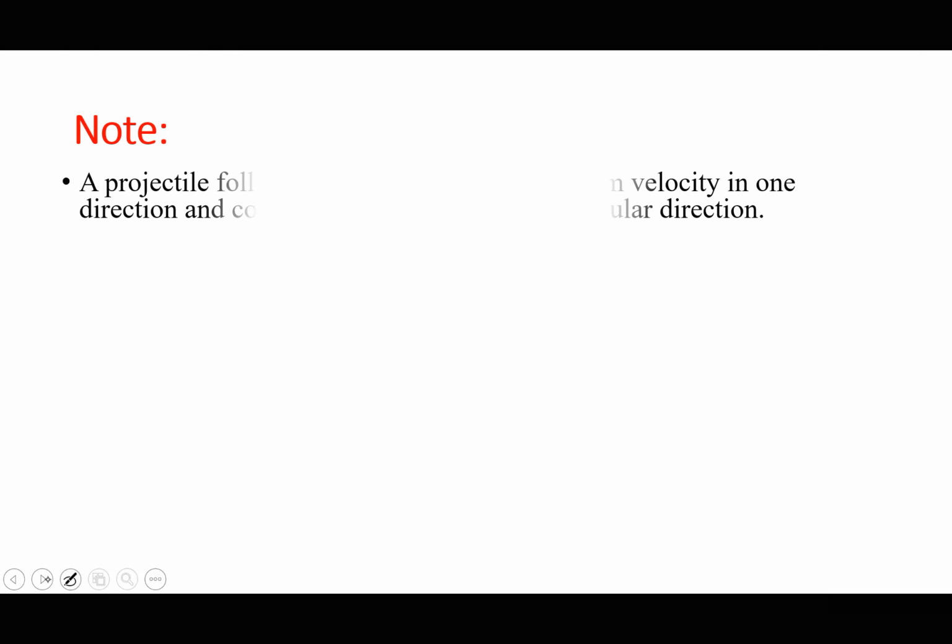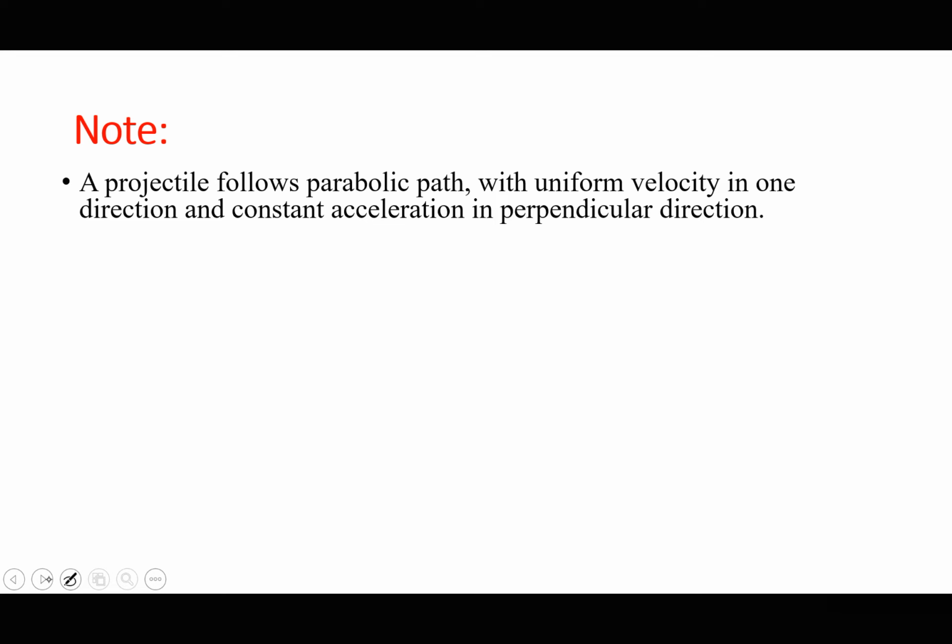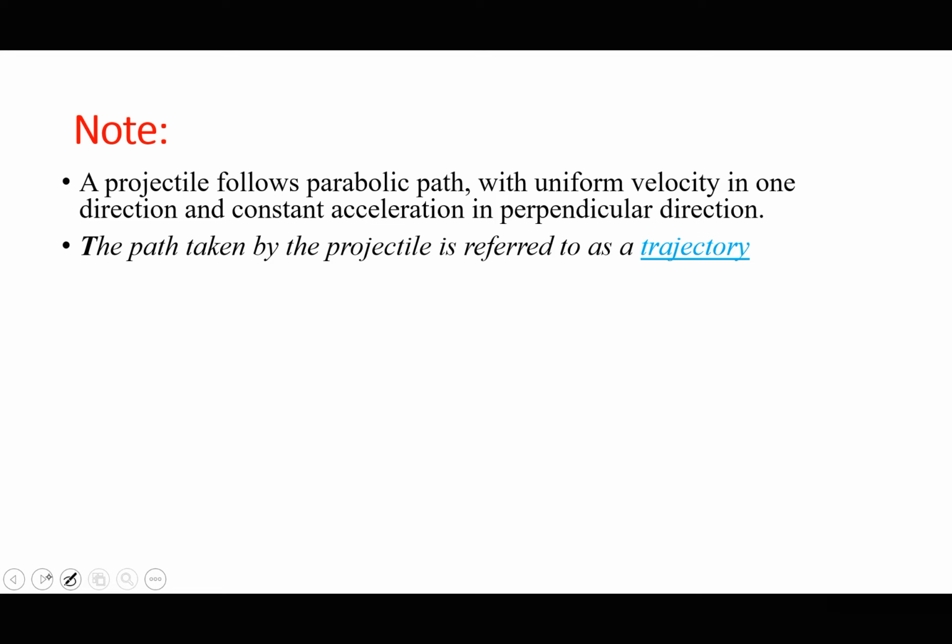Okay, so a few things we need to note from what I've just said. A projectile follows a parabolic path, which we shall later call a trajectory, even though we don't need to define a trajectory. So a projectile follows a parabolic path with a uniform velocity in one direction, which is the horizontal, and a constant acceleration in the perpendicular direction. So in the vertical, we have a constant acceleration, which is g. In the horizontal, we have a constant velocity, so the acceleration is 0. In the vertical, the acceleration is equal to 9.81.